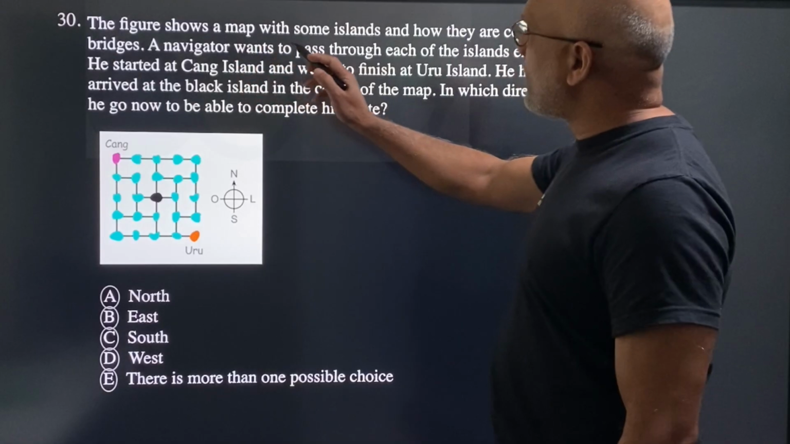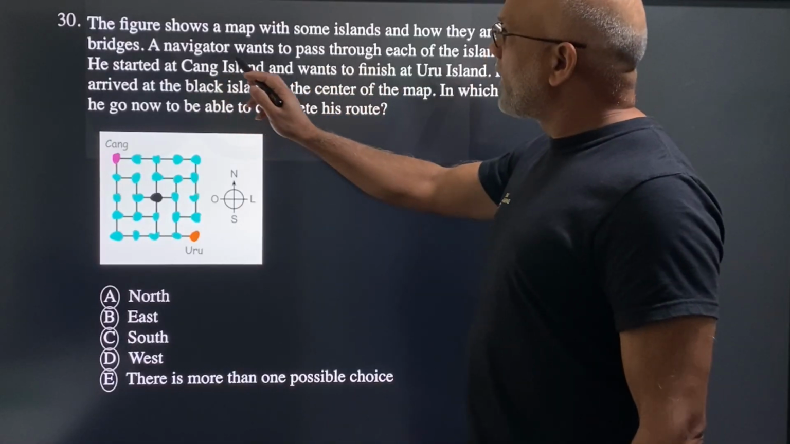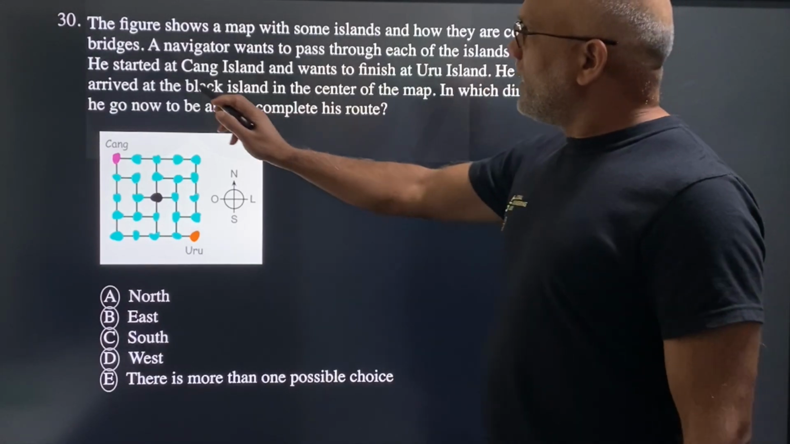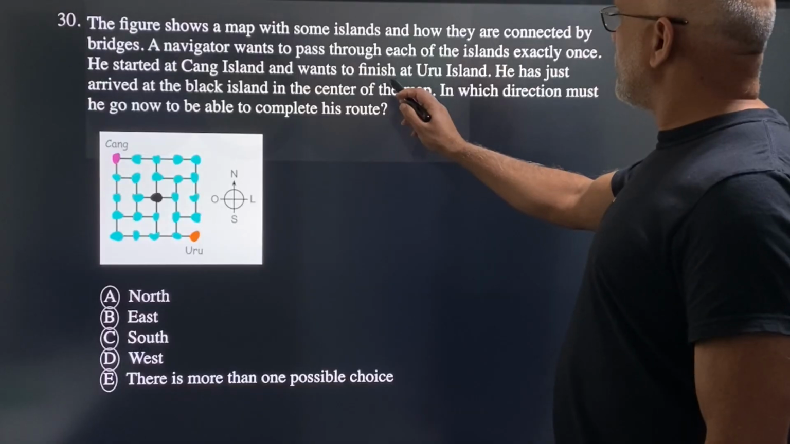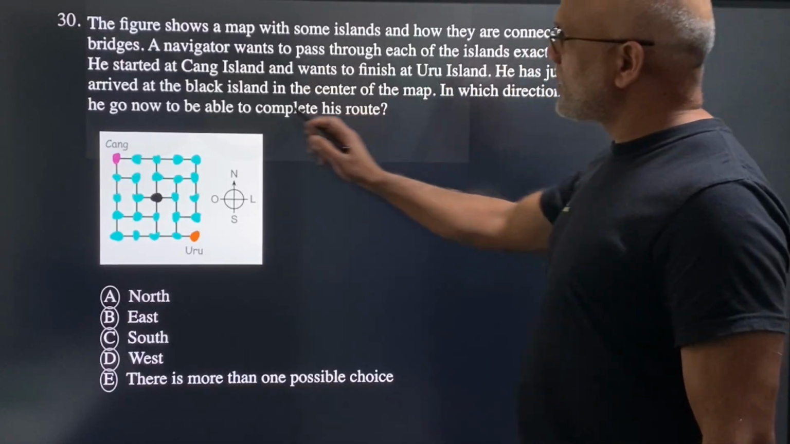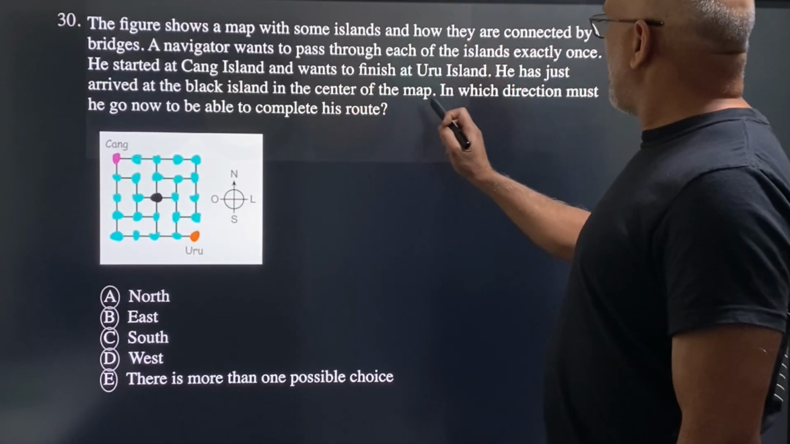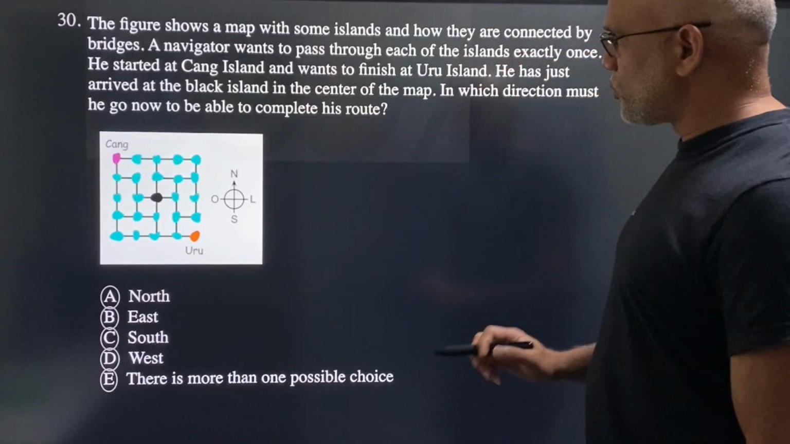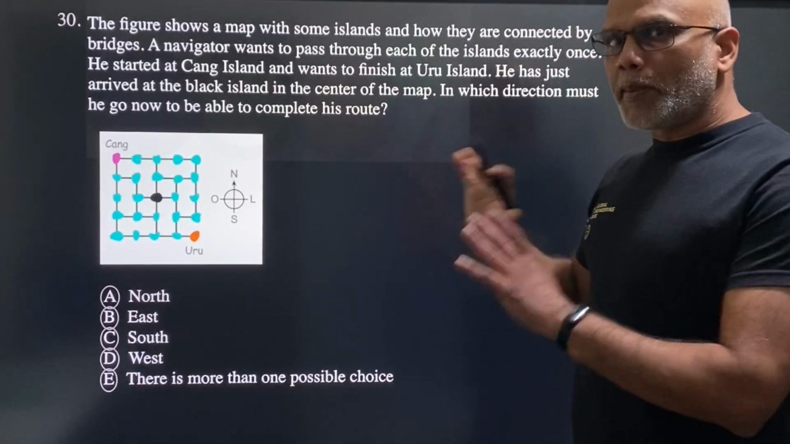The figure shows a map with some islands and how they are connected by bridges. A navigator wants to pass through each of the islands exactly once. He started at the Can island and wants to finish at Uru. He has just arrived at the black island here in the center of the map. In which direction must he go now to be able to complete his route? So from here, where should he go?